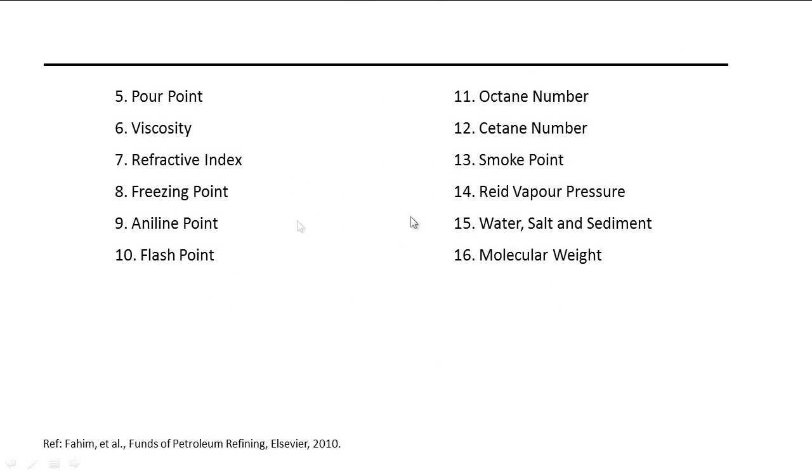In this slide, we are talking about the product properties. Of course, we are talking about the octane number, cetane number, and also viscosity, pour point, freezing point, aniline point, or flash point, which are very useful. And these properties are quite useful to make a judgment on whether they are appropriate for the engine we are running.